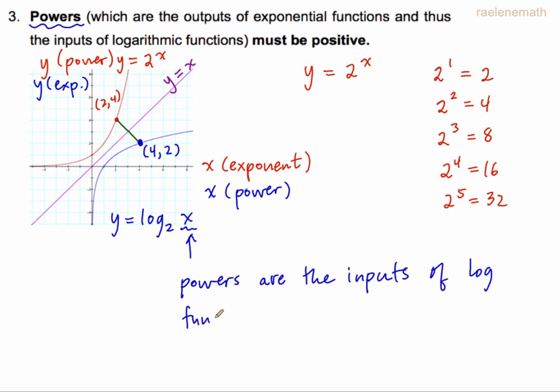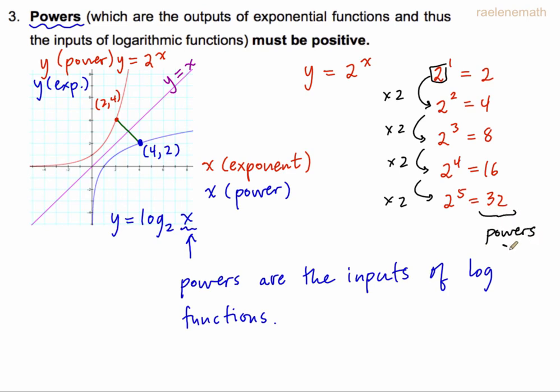And powers must be positive. Now, to be positive means to be purely greater than 0, unlike radicands, which can be greater than or equal to 0. And the reason for that is kind of obvious. If you look at this table of values, we keep multiplying 2 by a positive 2. And so the powers are going to be repeatedly multiplied, or products of positive numbers. So if we're only multiplying positive by positive, the powers, these guys over here, will only ever be positive.